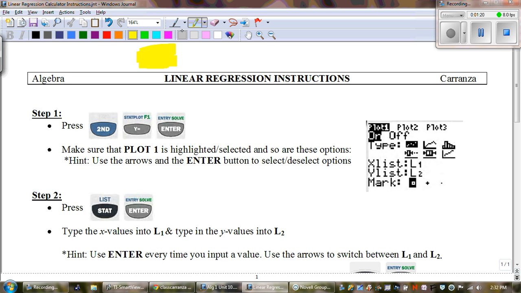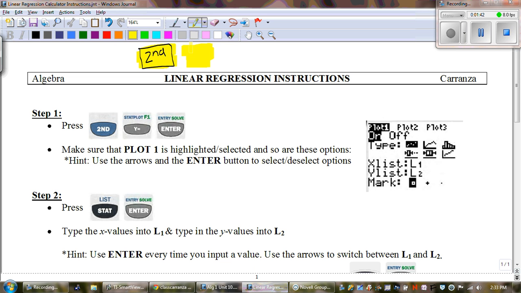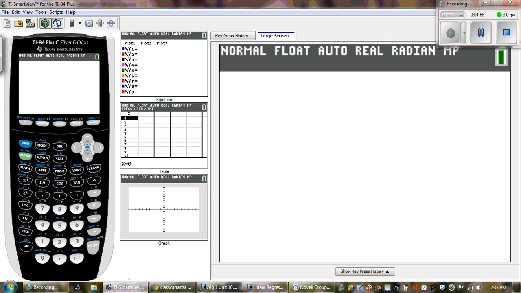let's face it, some of you like to screw around on your calculators a little bit, okay? And you might get lost, or you just hit the wrong button and you don't know what's going on. So to get out of any screen, you're going to hit the second button. And the next one that you're going to hit is the mode button. So second, mode. Second mode gets you to quit the screen that you're on, okay?